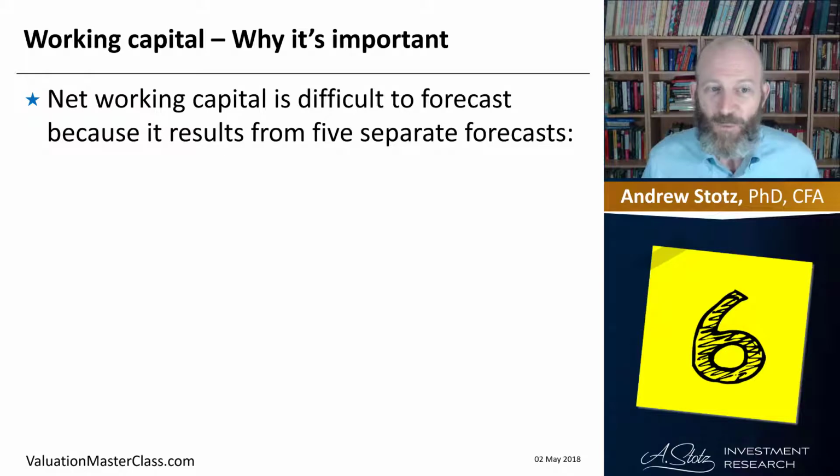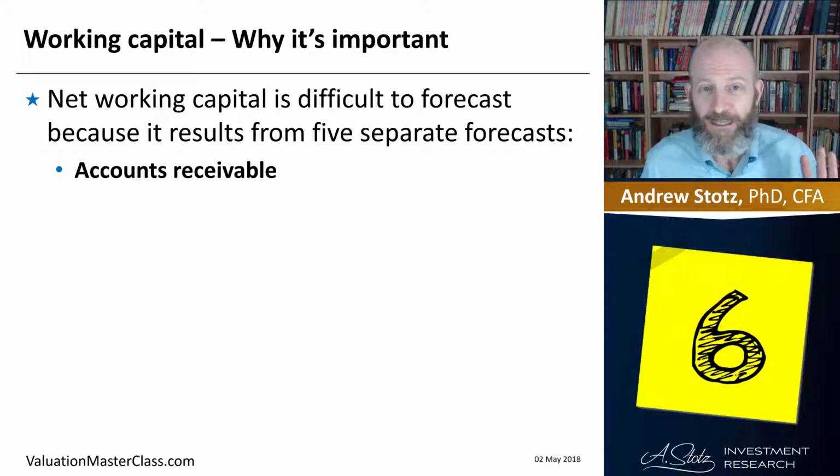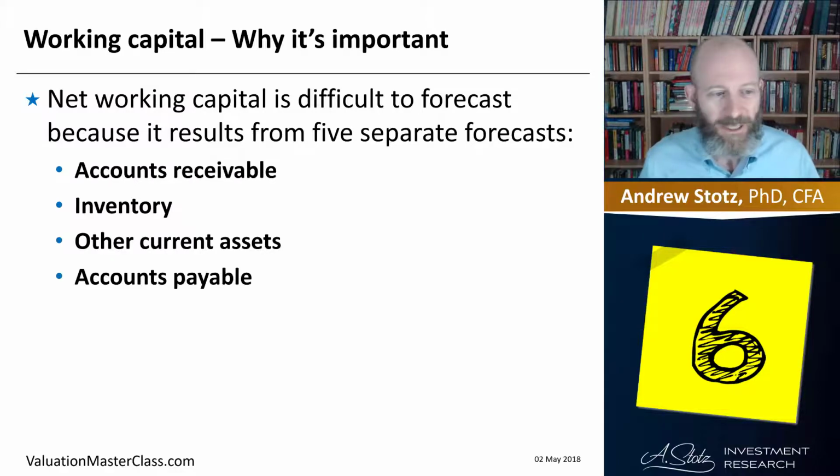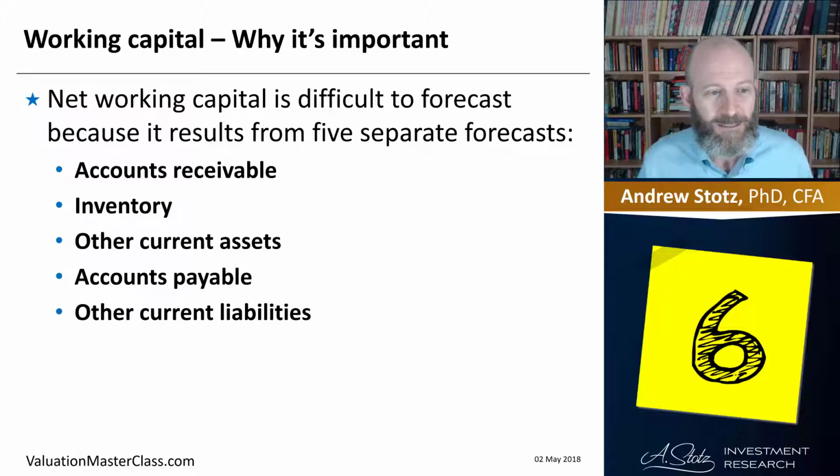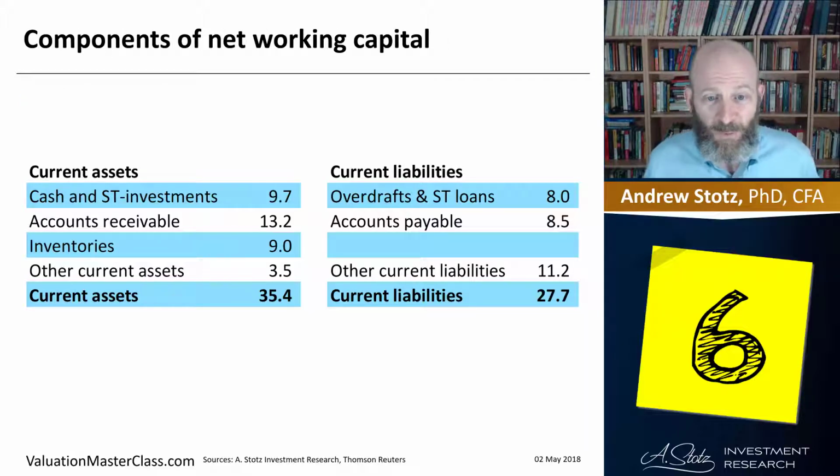Net working capital is difficult to forecast because it's a result of 5 different forecasts: accounts receivable, inventory, other current assets, accounts payable, other current liabilities. So let's look at those items for a moment just to understand. This is a study I did of all companies basically listed in the world. It's 17,000, which is a good enough sample to say that represents all companies. So we can get an idea of current assets are about 35% of total assets. So if total assets were 100, 35 would be allocated to current assets. And 27.7% is the amount of current liabilities relative to total assets.